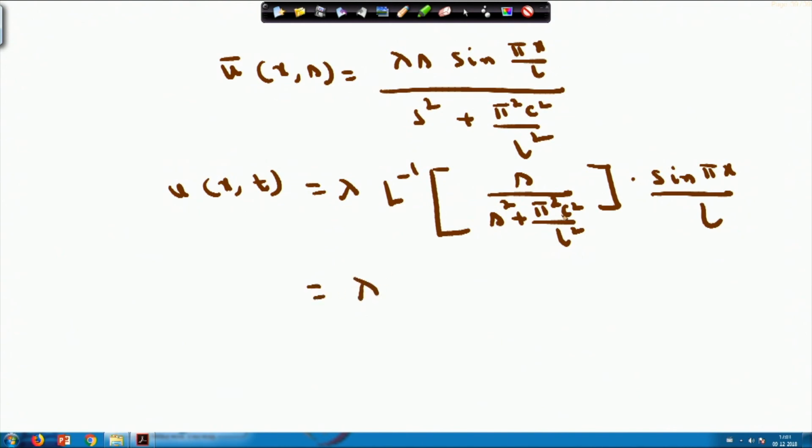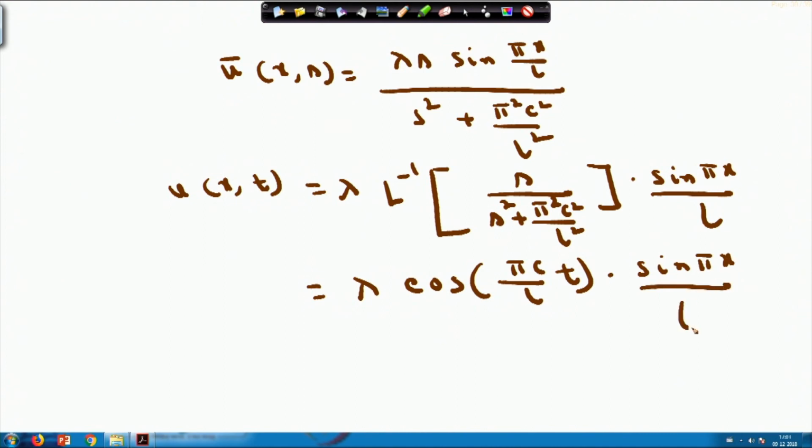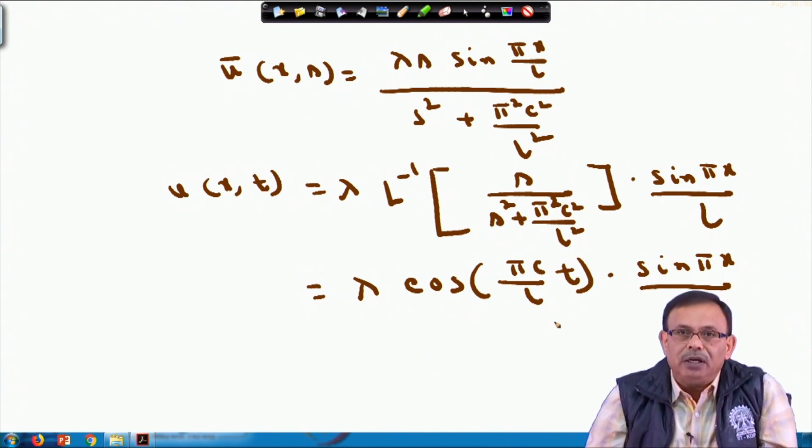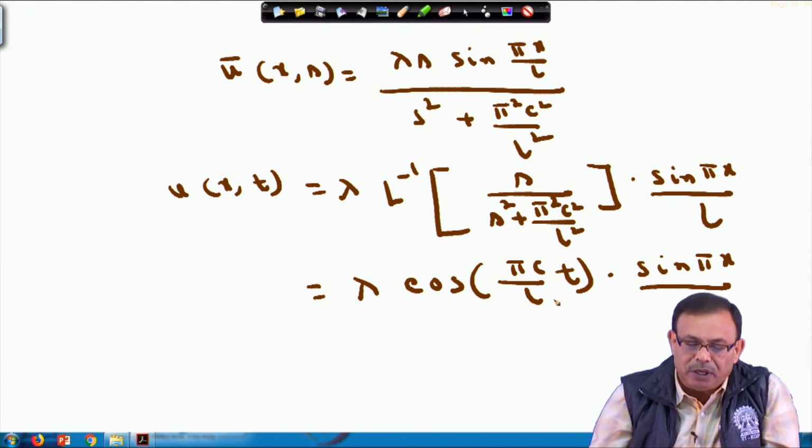And the Laplace inverse of this s by s square plus pi square c square by L square is nothing but cos of pi c by L into t. This you can check very easily. Therefore, the solution of this equation will be u x t equals lambda cos of pi c by L into t into sin pi x by L.